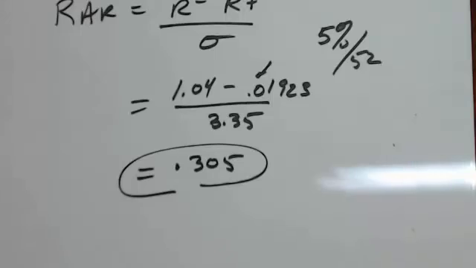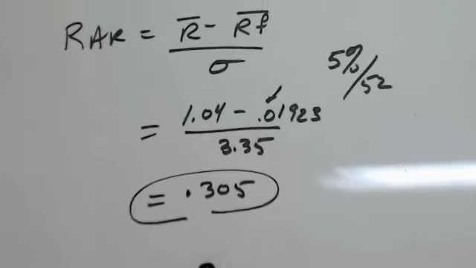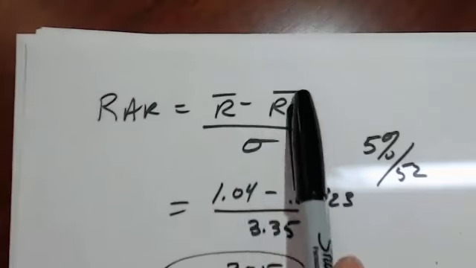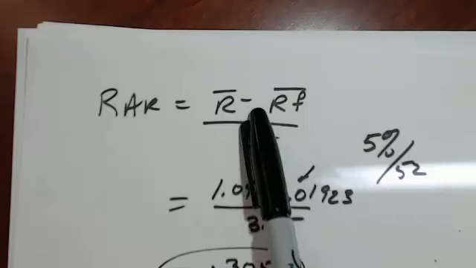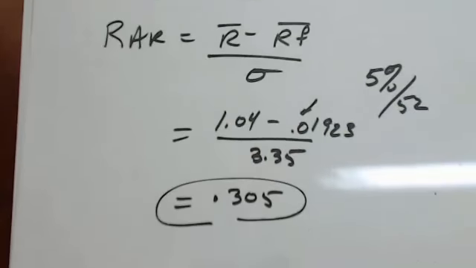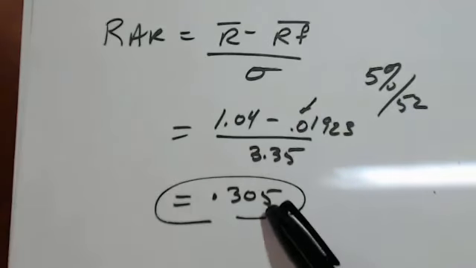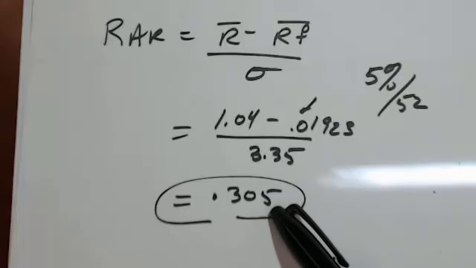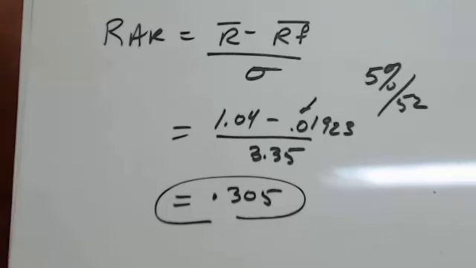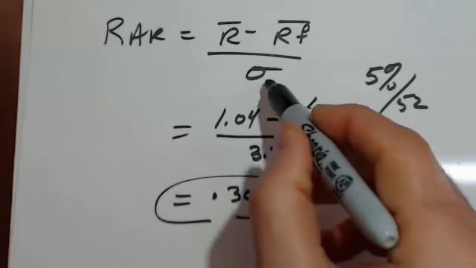All you want is you want this number to be as high as possible, because it means for every unit of risk that you've taken, you earn a giant risk premium associated with it. So what this says is for every unit of risk that we've taken, we've earned 0.305% risk premium on it. Now, what type of risk did we take here?